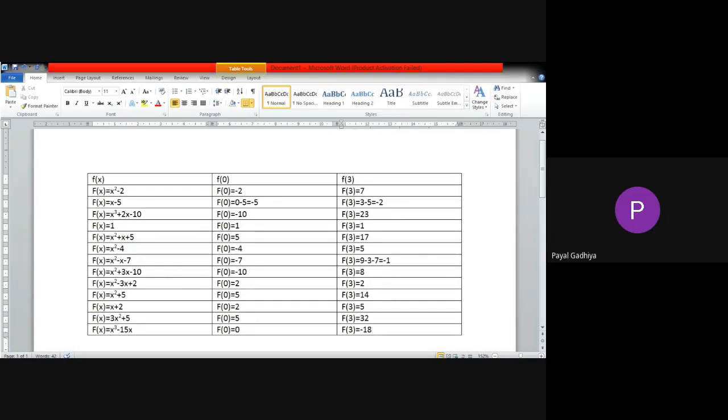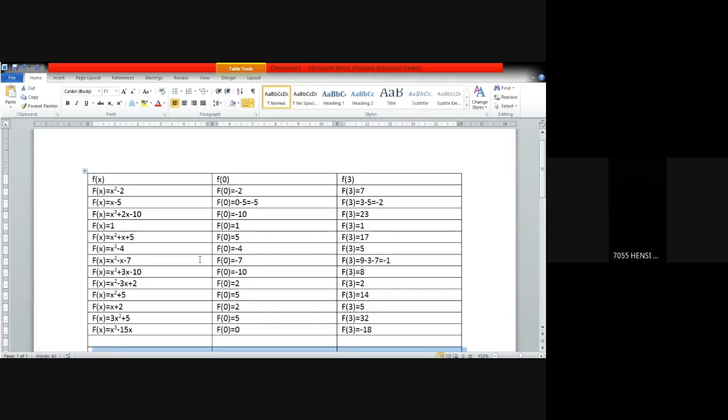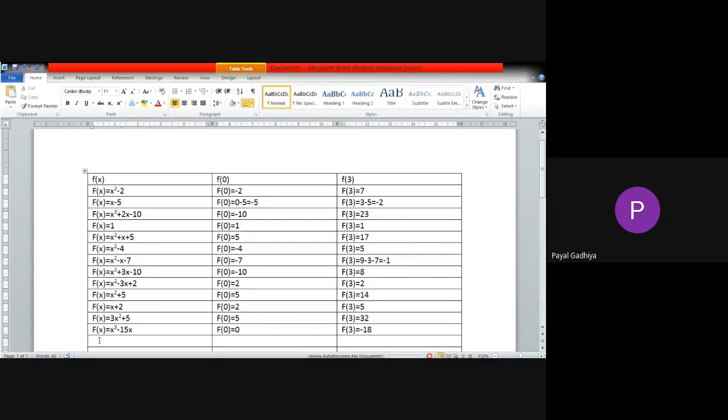Okay, so Hensi, let us start with you. Are you ready with the function? Okay, on your camera and mic and give the example of a function. F of x is equal to... Just a minute. You are not visible.